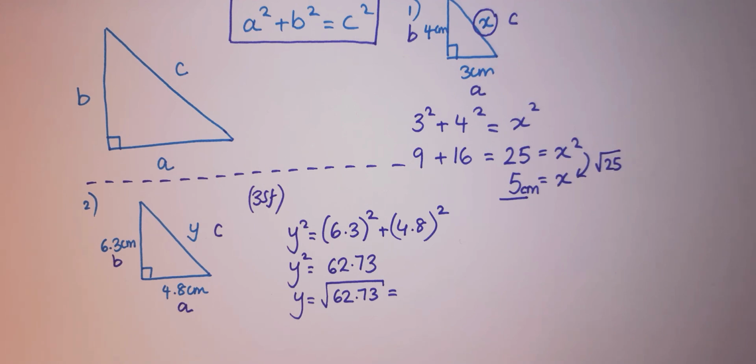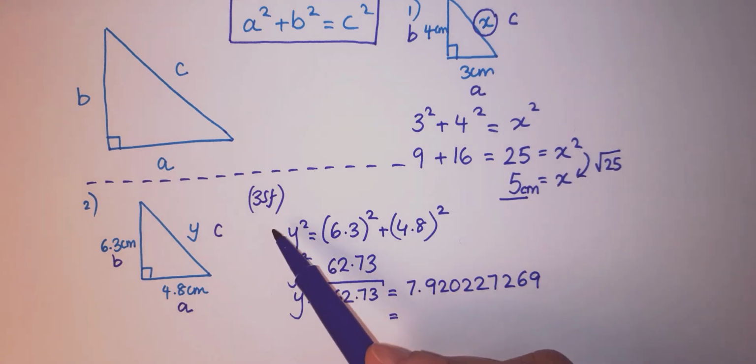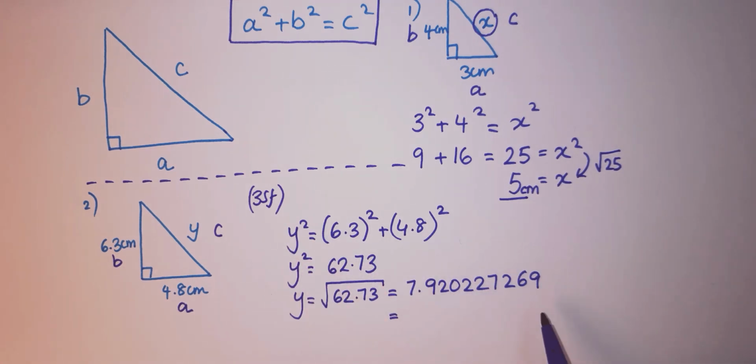So if I write it fully out, we can see that if the question asks us to give it in 3 significant figures, this is not 3 significant figures. So what we do is we can change that, and it would become 7.92 to 3 significant figures. So that, in centimeters, is your answer. So y is 7.92 centimeters.